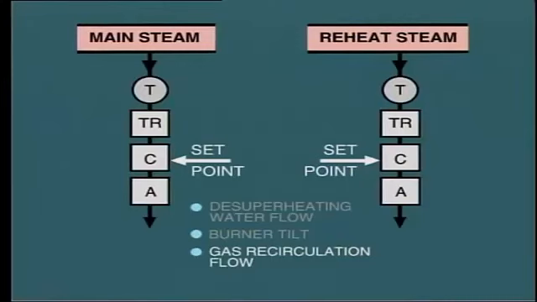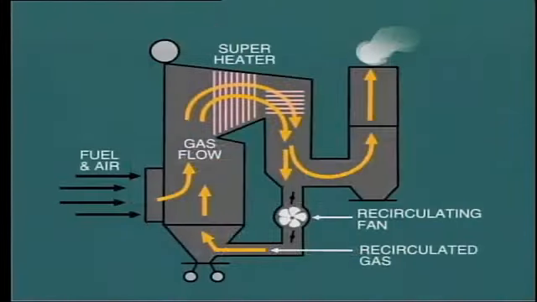This last technique provides the same effect as firing with increased excess air, but without the increased heat loss up the chimney. The recirculating gas merely circulates in a closed loop while increasing the mass of gas flow across the superheater tubes, with consequent increase in main steam and reheat temperatures.